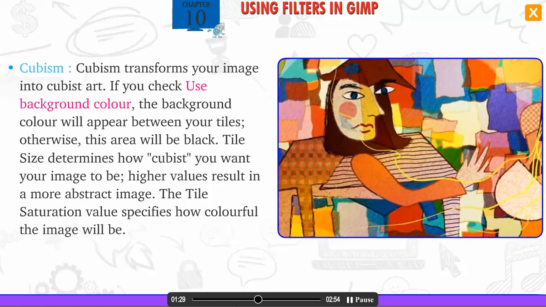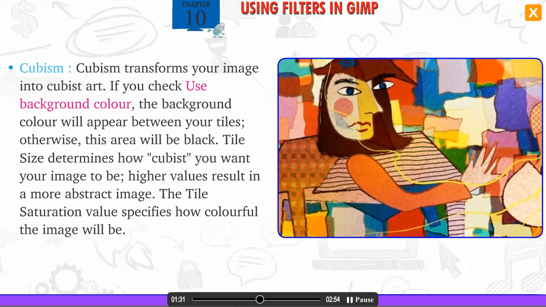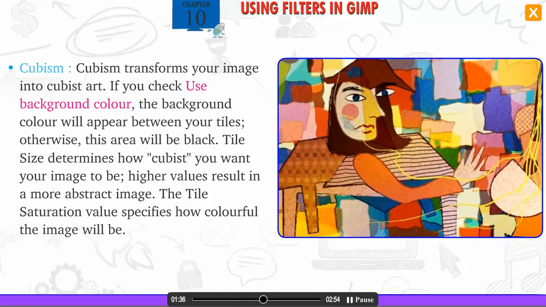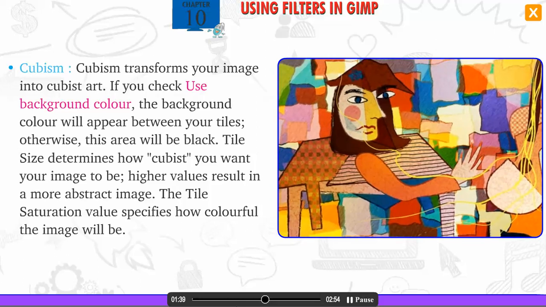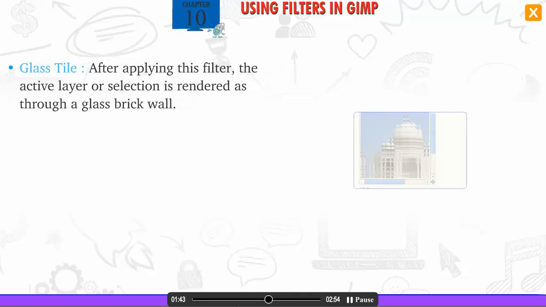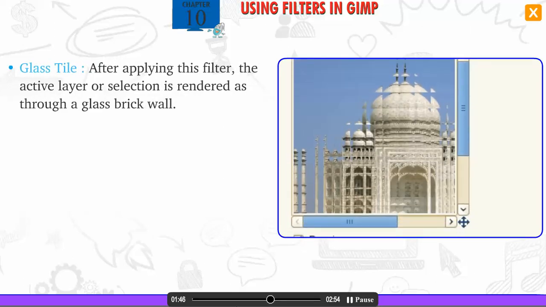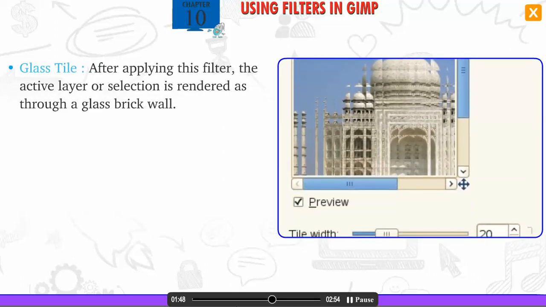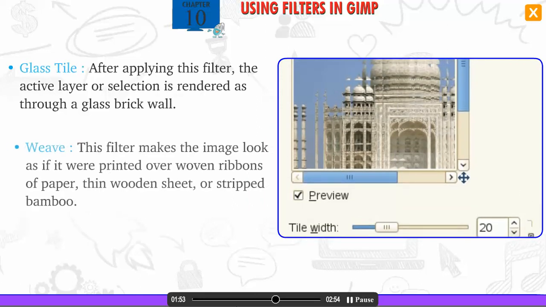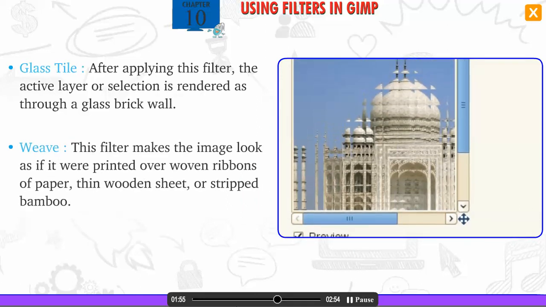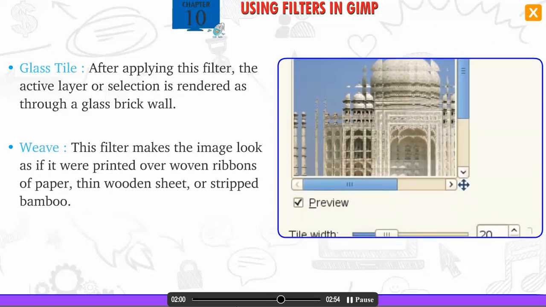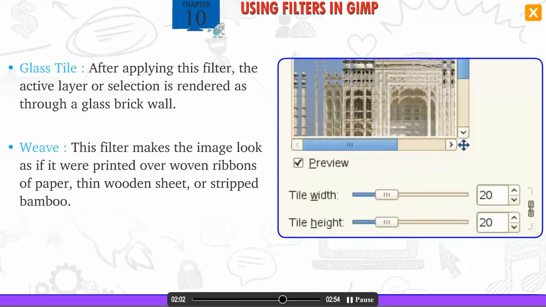Tile size determines how cubist you want your image to be. Higher values result in a more abstract image. The tile saturation value specifies how colorful the image will be. Glass tile. After applying this filter, the active layer or selection is rendered as through a glass brick wall. Weave. This filter makes the image look as if it were printed over woven ribbons of paper, thin wooden sheet or striped bamboo.